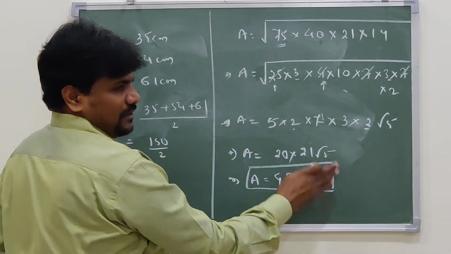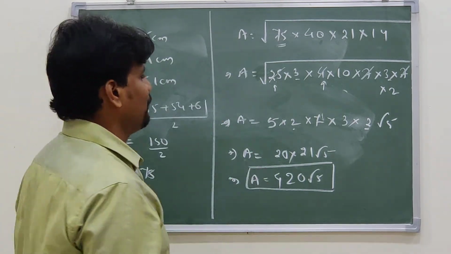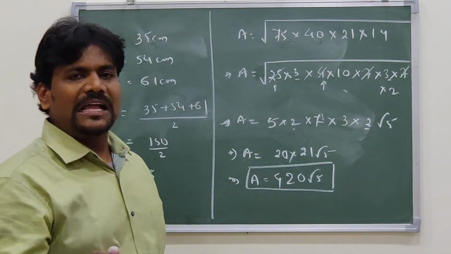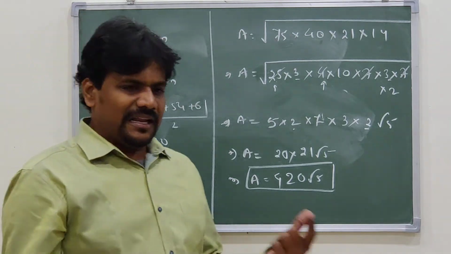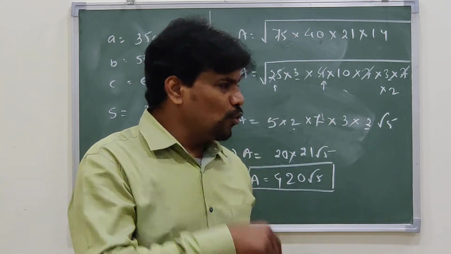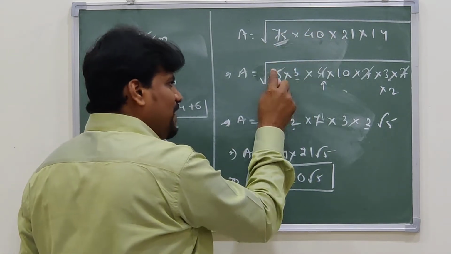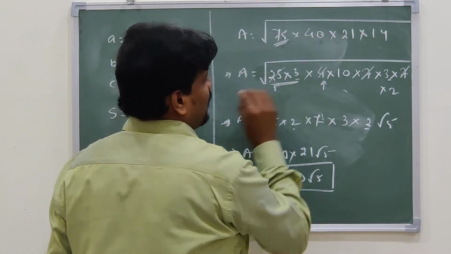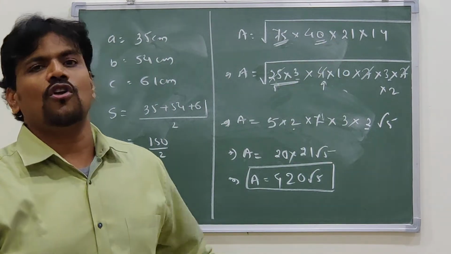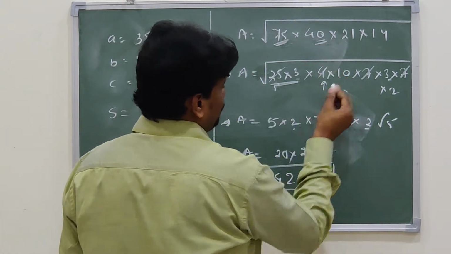I will redo this so that you understand why I have been able to get this so easily and fast. I could have broken 75 down into 5 into 5 into 3. But my trick is, don't just go for prime factorization. Think about a number that is close to this number and is a perfect square. So 75 is 25 into 3. 25 is a perfect square, we can take out 5. So I broke it down like this. 40 could have been 2 into 20, but neither 2 nor 20 is a perfect square, so I wrote it as 4 into 10. So 4 is a perfect square, that will come out. 10 goes.